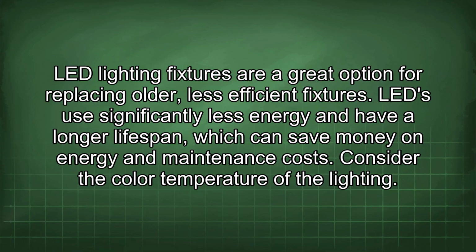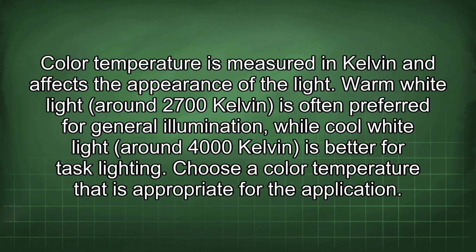Consider the color temperature of the lighting. Color temperature is measured in Kelvin and affects the appearance of the light. Warm white light around 2700 Kelvin is often preferred for general illumination, while cool white light around 4000 Kelvin is better for task lighting. Choose a color temperature that is appropriate for the application.